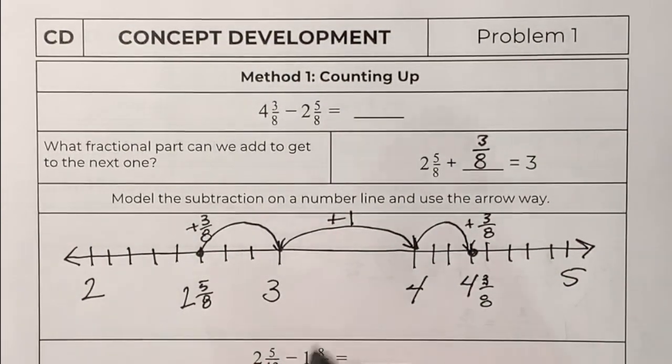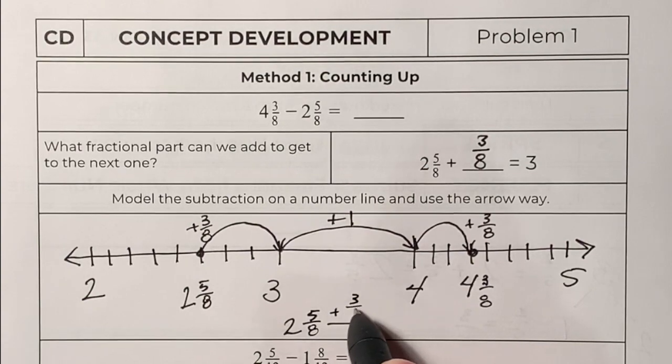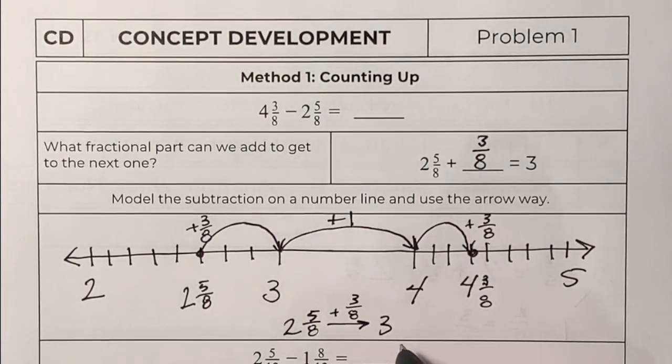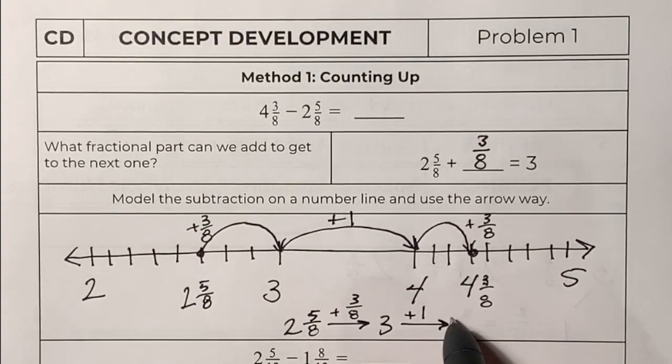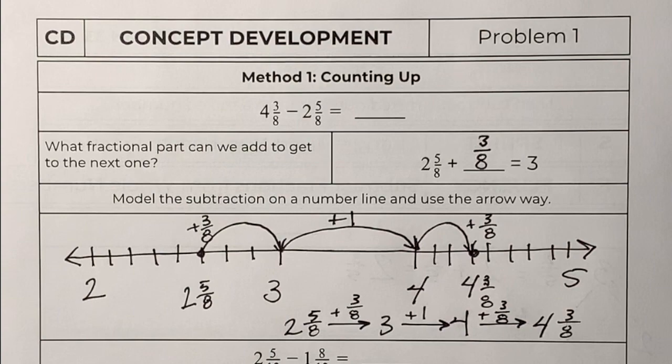Now to show that with the arrow method, I have 2 and 5/8. I added 3/8 to get to 3. I added 1 to get to 4, and I added 3/8 to get to 4 3/8. And that's our counting up method.